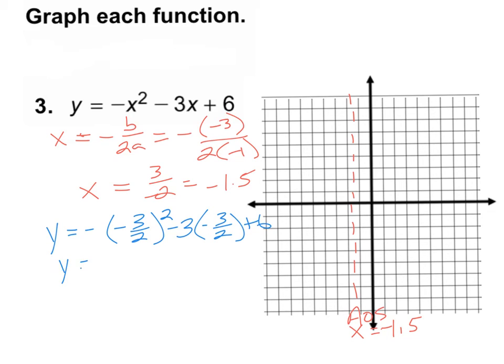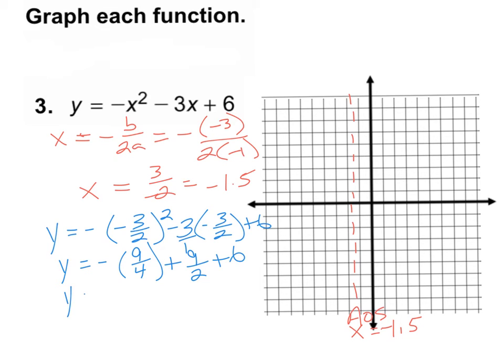So we get y equals, now this is going to be a negative 3 over 2 squared. When you square a fraction, you are just squaring both numbers. So that's going to be 9 over 4. And then when we have a whole number times a fraction, we multiply across the top. That's really 3 over 1. So that's going to be a positive 9 over 2 plus 6.